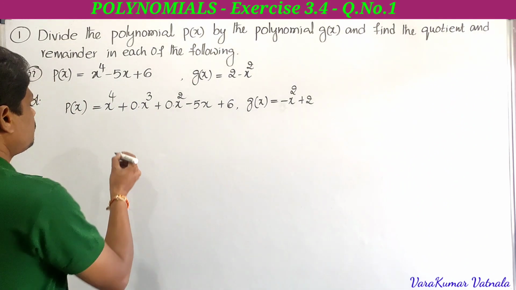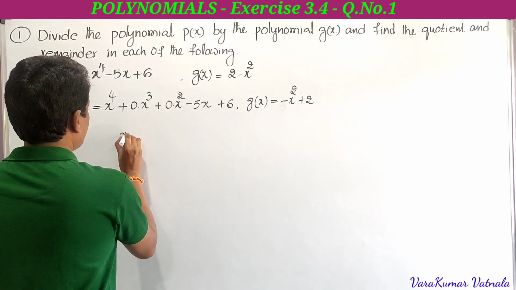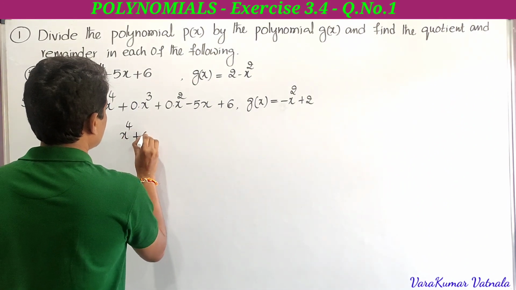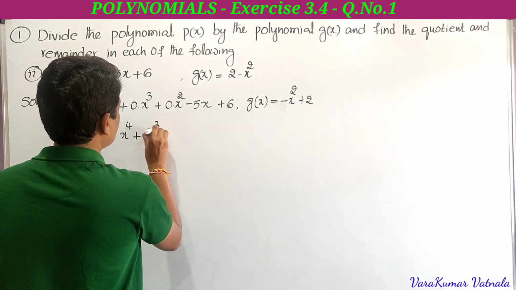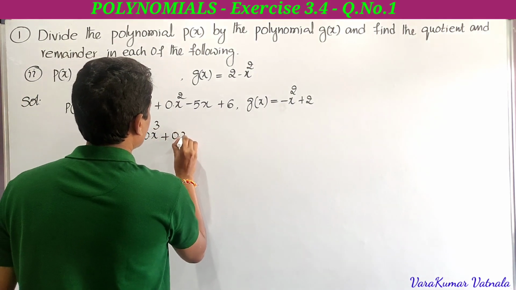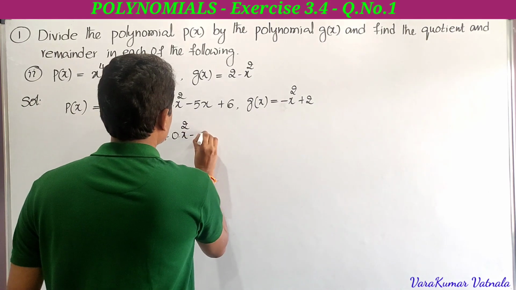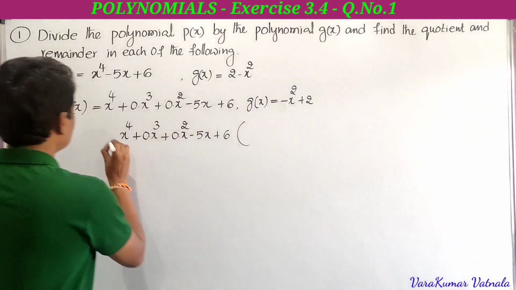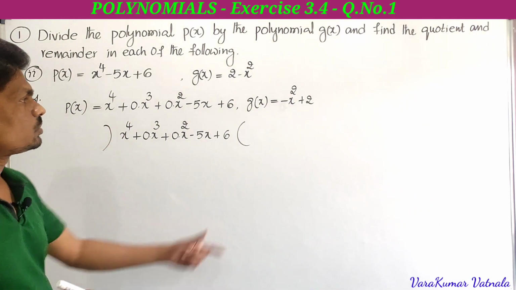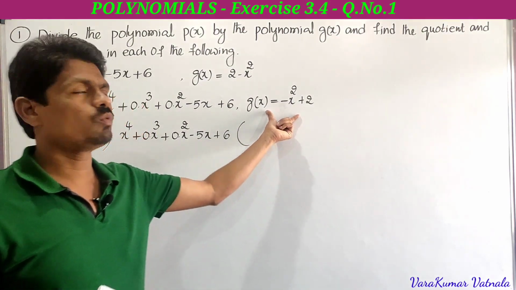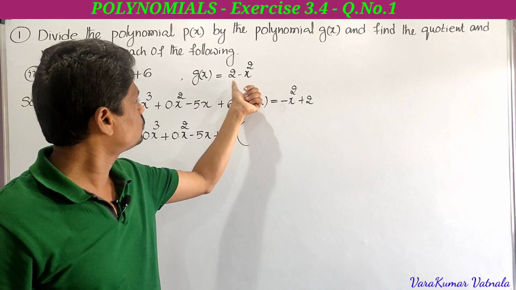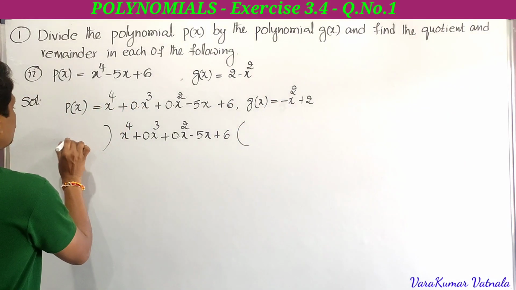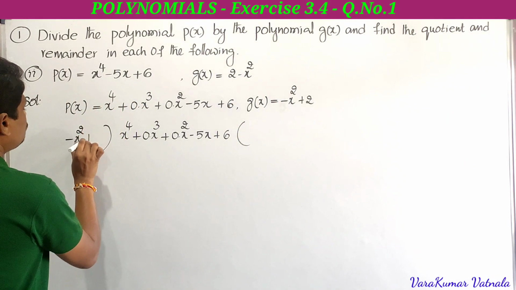So first I am writing p of x: x to the power 4 plus 0 into x cube plus 0 into x square minus 5x plus 6. So this is p of x, the dividend. So next write g of x as the divisor: minus x square plus 2.